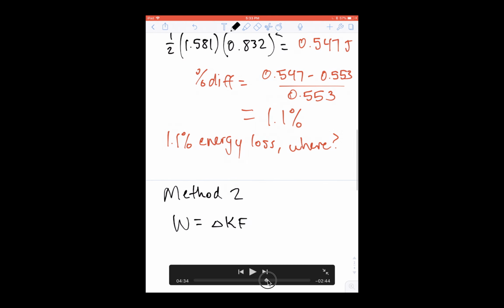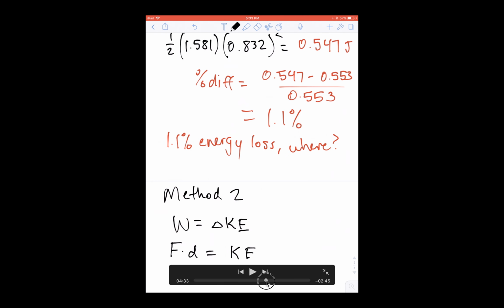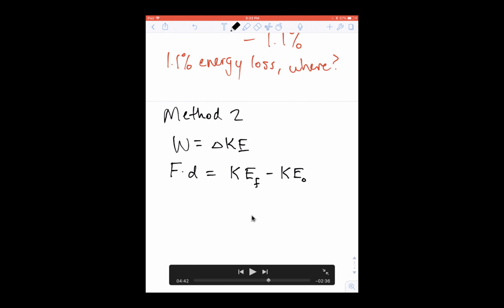So the work equals change in kinetic energy. Looks pretty similar. Let me back up. Pause it right here. This is the same place we started before. The work is just the force times the distance.